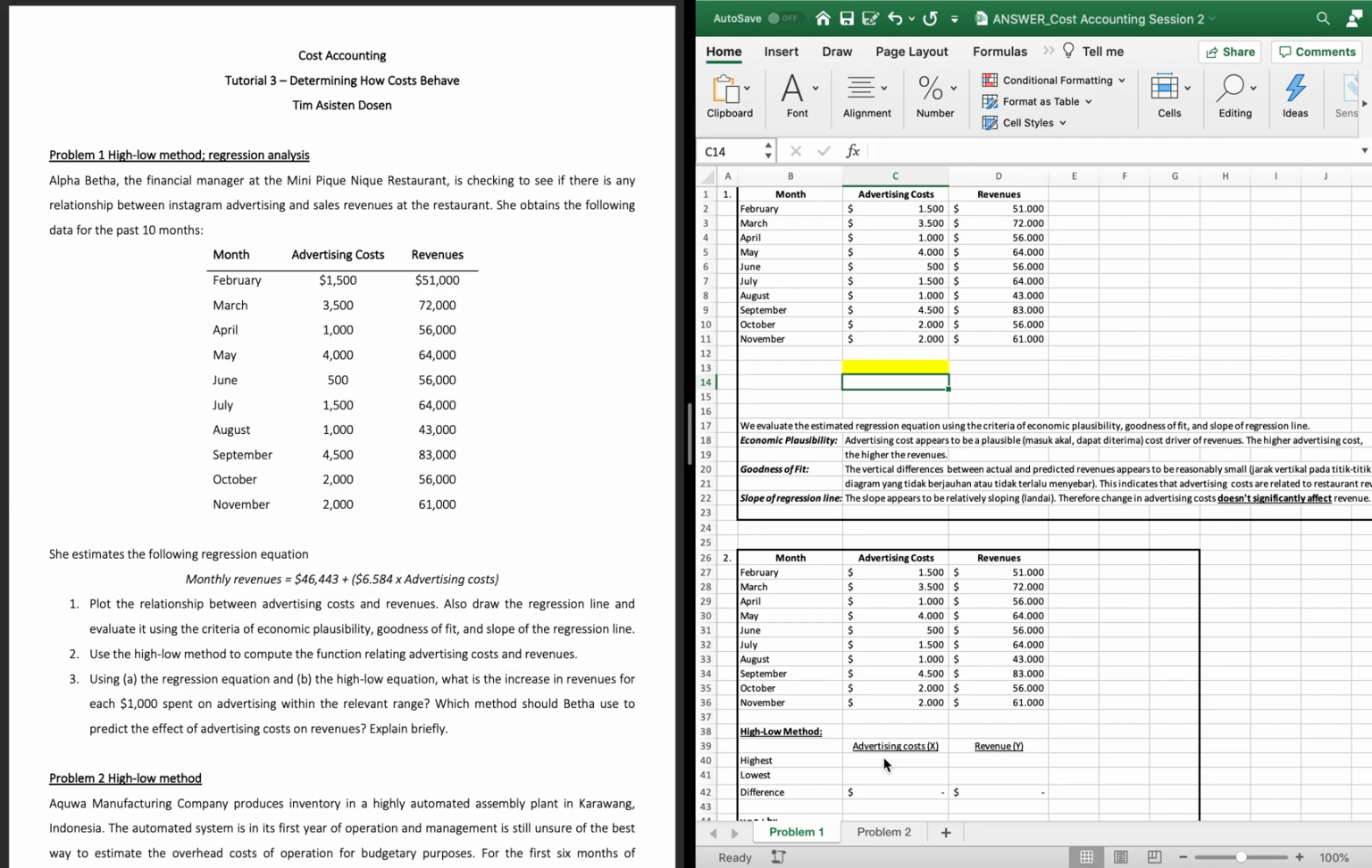Hi everyone, let's continue our session for the third tutorial. We're gonna discuss two problems here. The first one is high-low method and regression analysis.